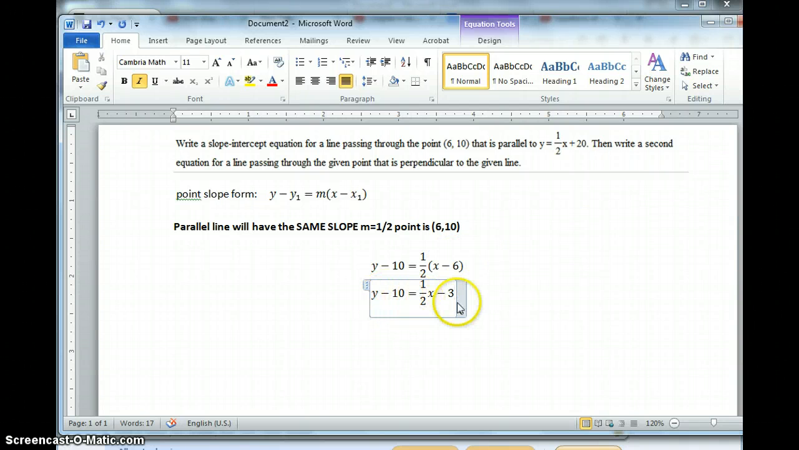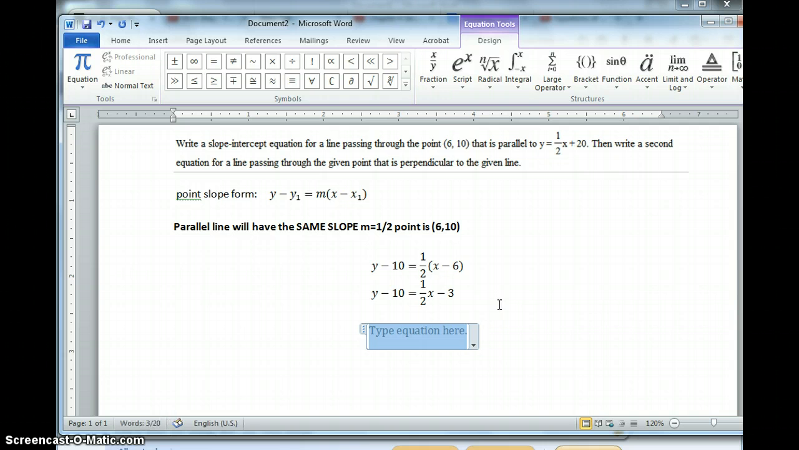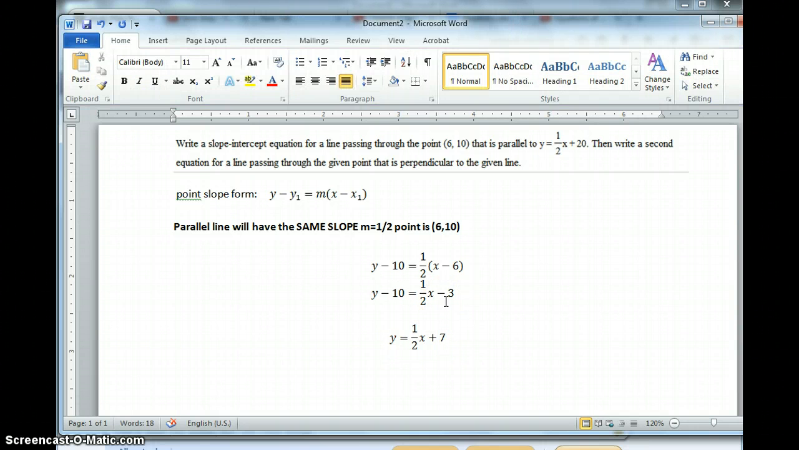Now I'm going to add 10 to both sides. So when I add 10 to both sides, I get y equals 1/2 x, which stays the same, and then negative 3 plus 10 is a positive 7. So there is our parallel line.